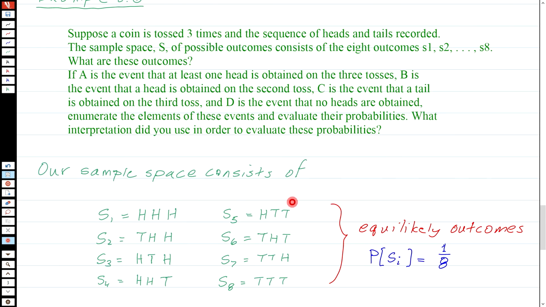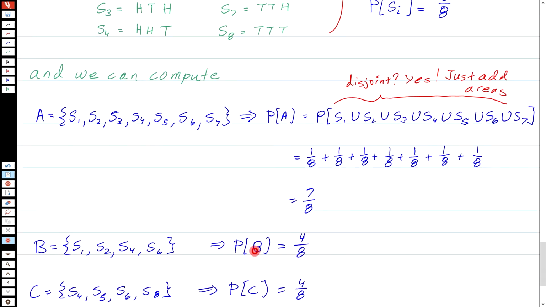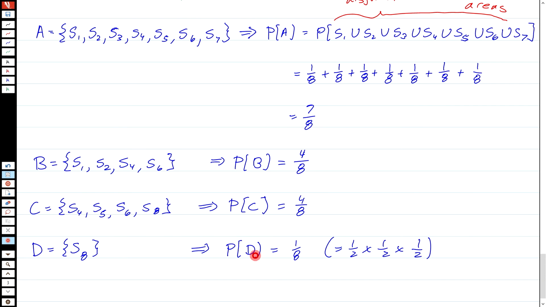Okay, let's look at D. D is the event that no heads are obtained. I think that's probably pretty clear. The only case is S8. So D should be just S8, and the probability of this happening is just the probability of S8 happening, which is 1/8.